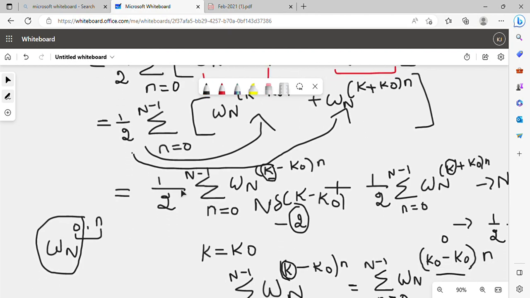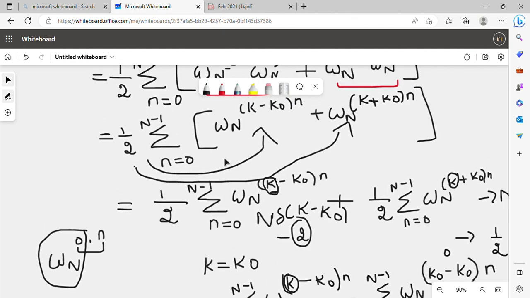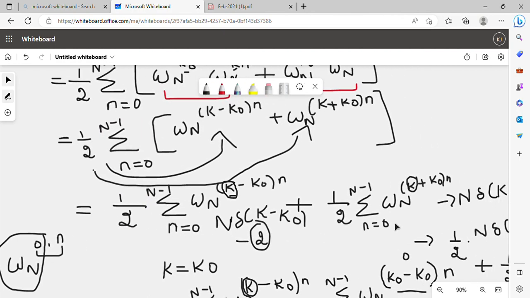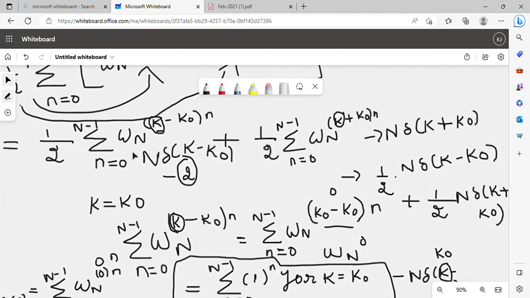Then we have to once again multiply 1 by 2 into this summation, that is omega N to the power of k minus k naught into n, and omega N to the power of k plus k naught into n. If you multiply, you are going to get it like this. After that we simplify the summation of n is equal to 0 to N minus 1 of omega N to the power of k minus k naught into n, and the summation of n is equal to 0 to N minus 1 of omega N to the power of k plus k naught into n. Here I am showing an arrow mark in black, so please do follow that.